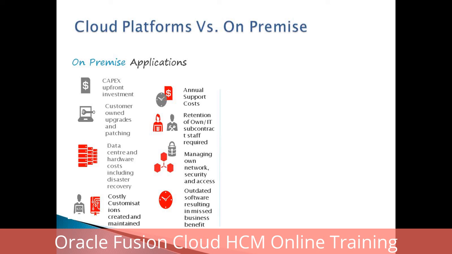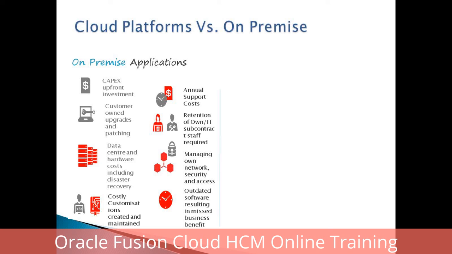And customer-owned upgrades and patching. Whenever we buy a license and implement applications, say for example you are implementing e-business 11i applications, you have implemented 11.5, then 11.7 has come, 11.9 has come, 11.10 has come. Like this a lot of changes will happen, and it becomes the responsibility of the customer to do those upgrades.